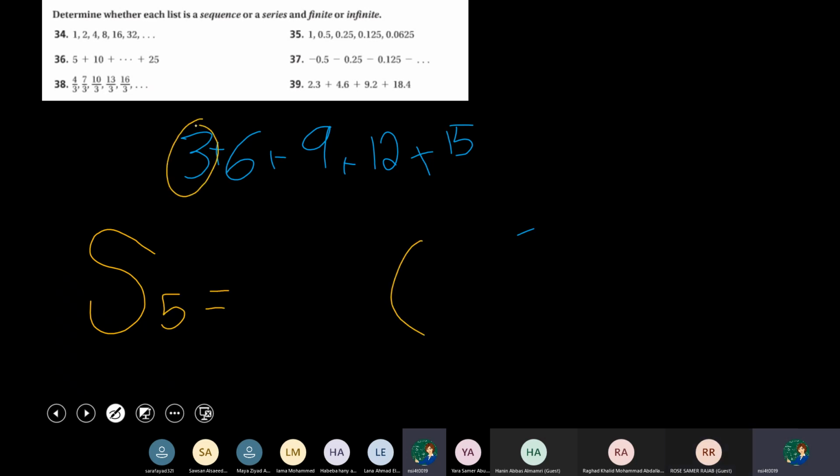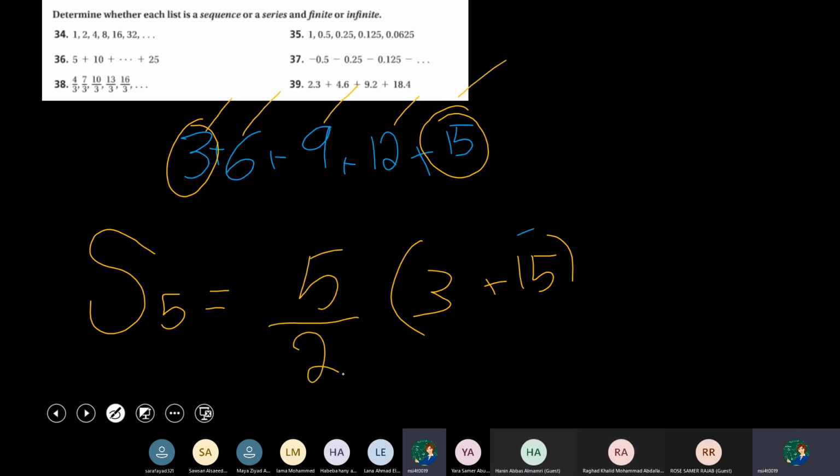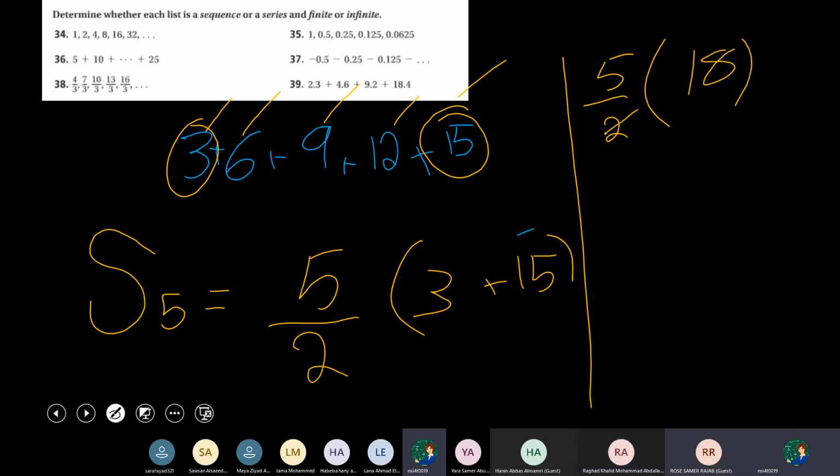What is my first term? It's 3. What is my last term? That's 15. How many terms do I have? 1, 2, 3, 4, 5. Times 5 over 2. Then the answer is 5 over 2 times 3 plus 15, which is 18. After simplifying, you will have the summation is 45. We found it before.